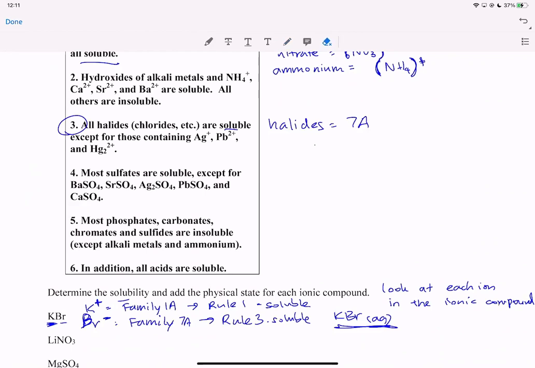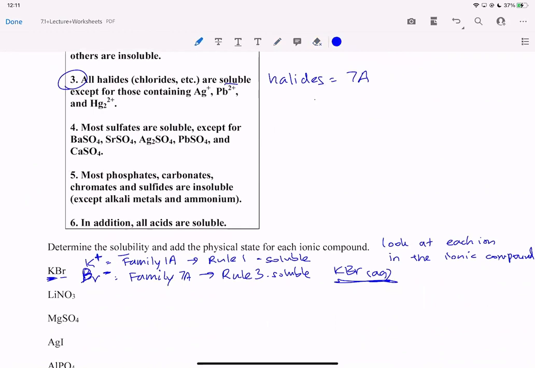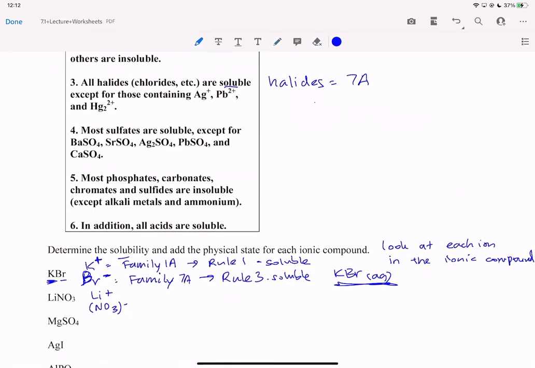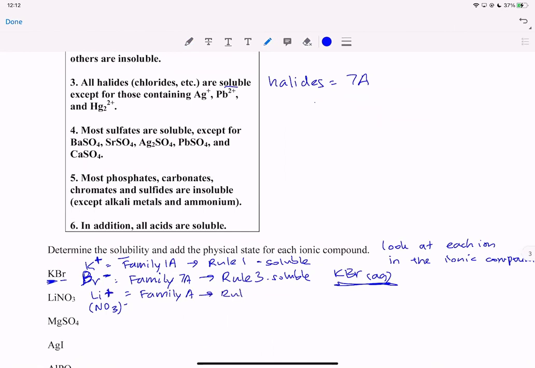Okay, so let's look at the next one, which is LiNO3. So you have the lithium ion as half of it, and the other half of it is the nitrate ion. So is there a rule for the lithium ion? I'm going to go back up here and see that there is a rule for the lithium ion because lithium is an alkali metal. It is in family 1A. Okay, so you need the periodic table to remember sometimes what is in family 1A. So that's lithium. The lithium ion is in family 1A. That is in rule 1, it says it's soluble.